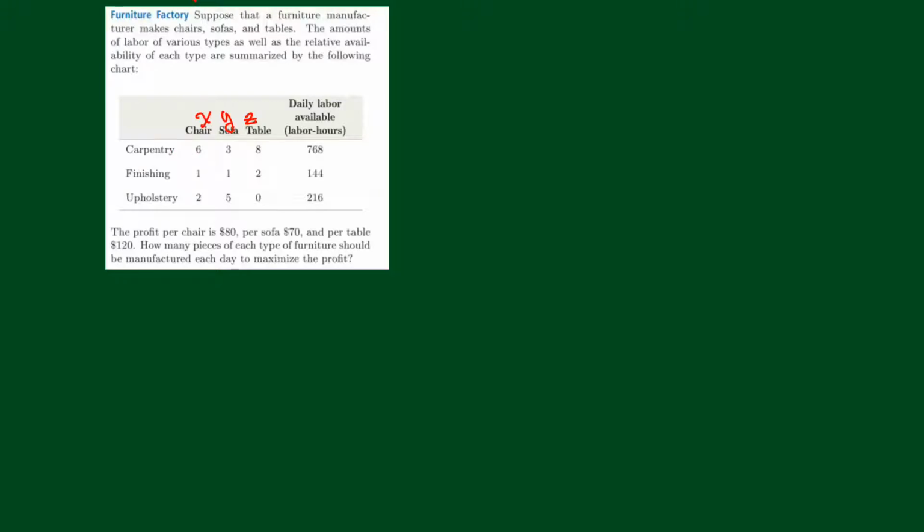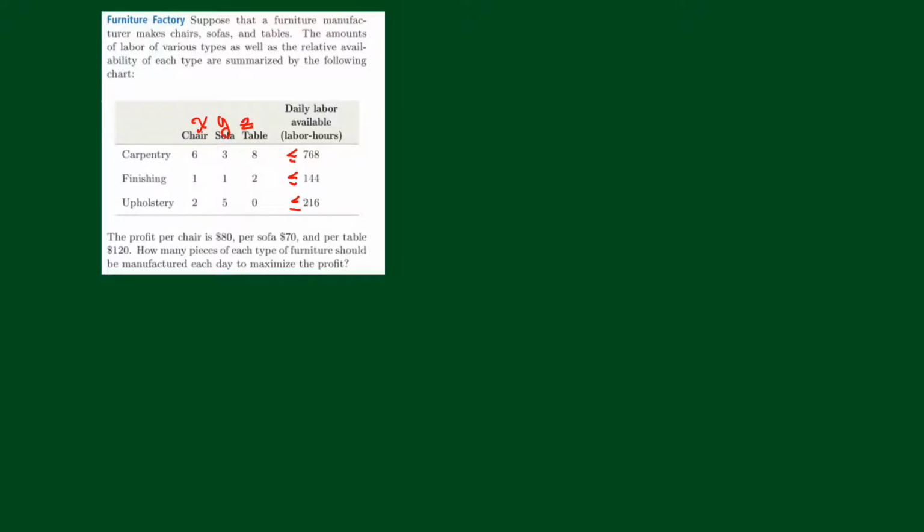So what have we got here? A chair uses 6 hours of carpentry, 1 hour of finishing, and requires 2 hours of upholstery. A sofa requires 3 hours of carpentry, and so on. Now this is how much is available, but keep in mind that it's less than or equal to, less than or equal to, less than or equal to. Let's put our profits right down here in this very last row. So what does it tell us? Right here it says a chair makes us $80, then a sofa $70, and a table $120.